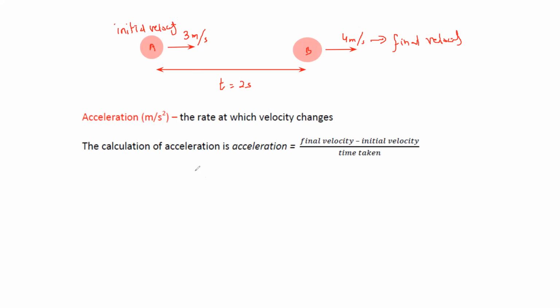So final velocity is 4, initial velocity is 3, and what about the time? The time interval is 2. So 4 minus 3 is equal to 1, divided by 2, so 1 divided by 2, acceleration is 0.5. And what about the unit of acceleration? The unit of acceleration is meter per second square. So the change in the velocity is simply termed as acceleration. If the velocity is not changing, the object is not accelerating. If velocity is changing, the object is accelerating. Is the concept of acceleration clear? The change in the velocity is simply termed as acceleration.